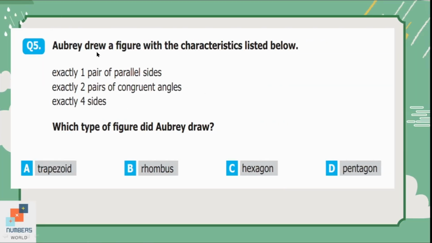Question number 5. Operate drew a figure with the characteristics listed below. Exactly 1 pair of parallel sides, exactly 2 pairs of concurrent angles, exactly 4 sides. Which type of figure did operator draw?